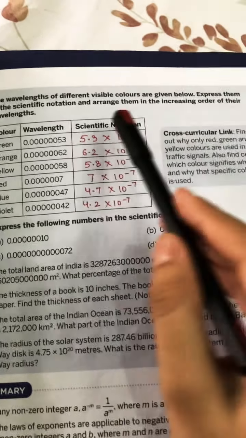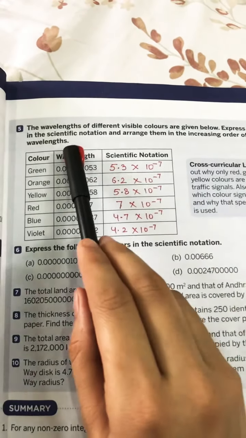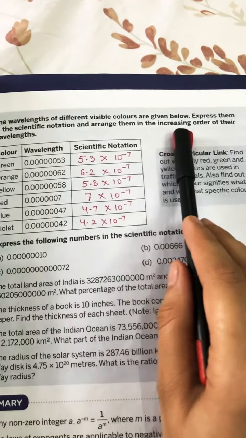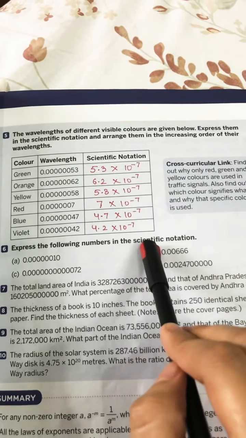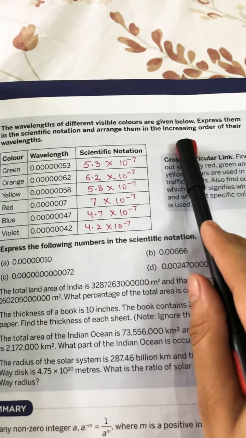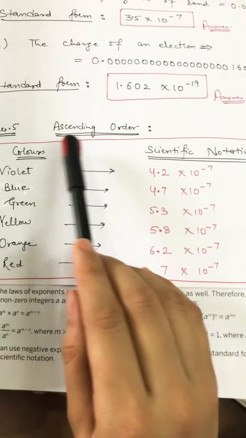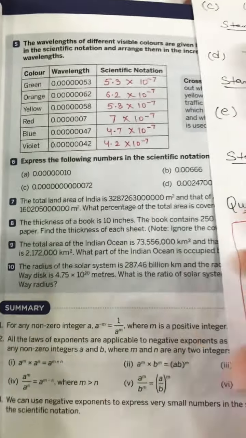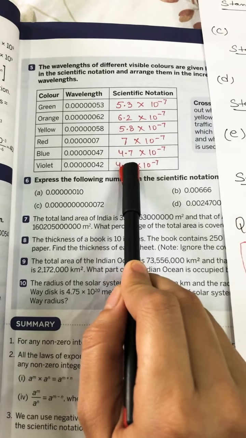After expressing in scientific notation, you have to arrange them in increasing order. The next step is to arrange all these wavelengths in increasing order. So here is the answer. You have to write it in this way. First of all, you have to make a table. This fifth question you have to note down in the fair notebook also.